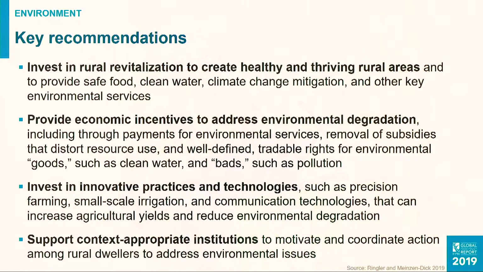That means providing incentives, reducing some of the distorting payments that Schengen mentioned are sometimes happening through subsidies that are distorting incentives, but also allowing for tradable property rights and economic incentives for people to do the right thing. Also investing in innovative practices and technologies, like you've mentioned from the Equator Prize. Precision farming, small-scale irrigation, communications technologies that can increase yields and reduce environmental degradation.